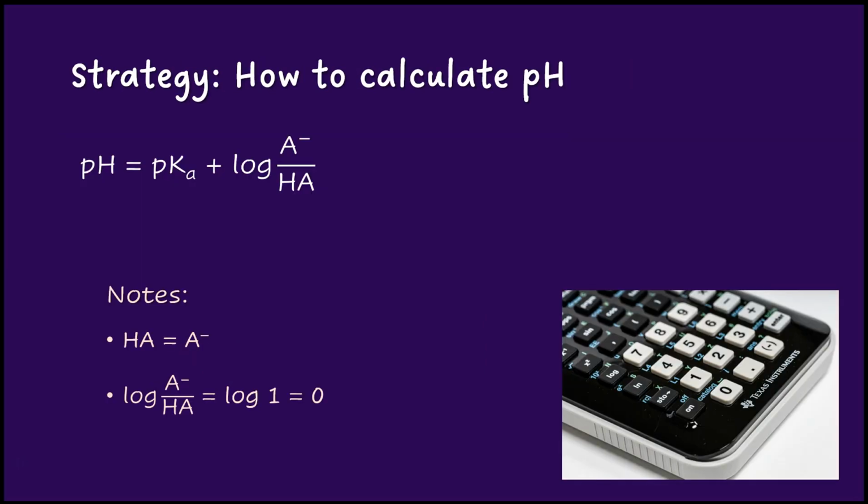Because we have both HA and A-, we can use the Henderson-Hasselbalch equation, which is pH equals pKa plus the log of the conjugate base over the conjugate acid. However, when HA equals A-, our ratio in the log term becomes 1, and the log of 1 is 0, which means the log term drops out. At the midpoint, we're simply left with pH equals pKa. So the only thing we may need to calculate is pKa.